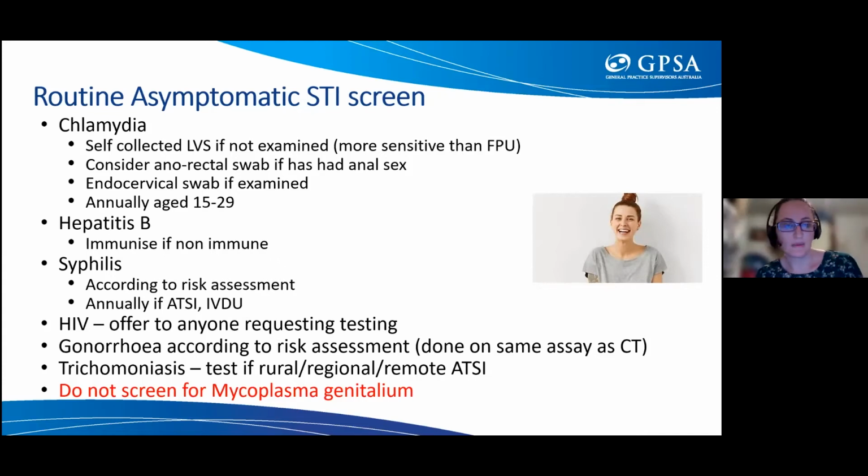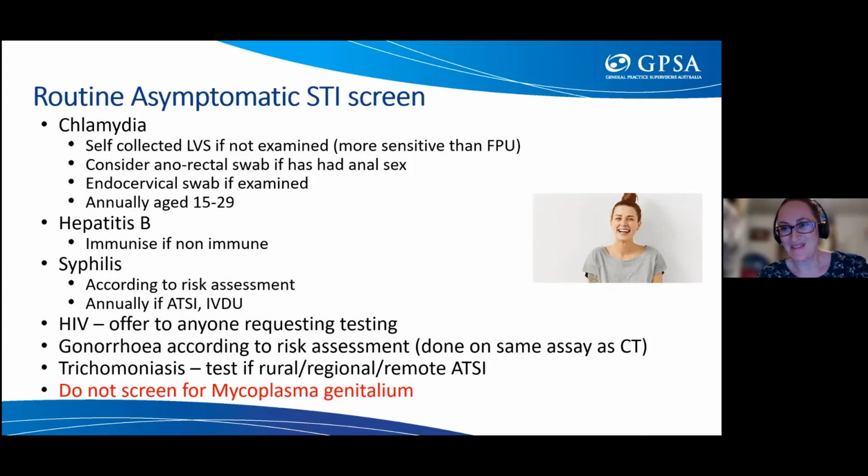All of the guidelines talk about gonorrhea screening according to risk assessment, but in reality, if you're ordering a chlamydia PCR, you're automatically getting a gonorrhea PCR because they're done on the same assay. So even if you don't request it, if there's a positive gonorrhea, it will be reported because they're just done on the same assay at the lab. Do we screen for trich, so trichomoniasis? Again, it tends to occur more in ATSI populations, rural, regional and remote areas. So you can test if you're seeing someone from those areas or in those populations.